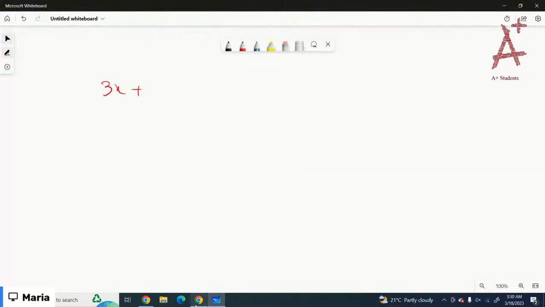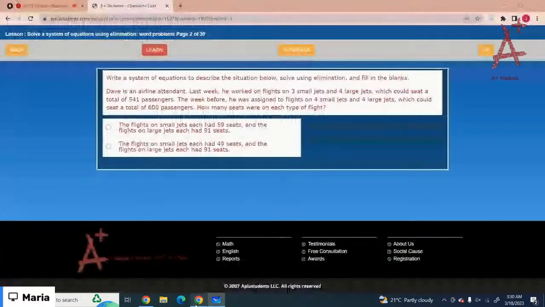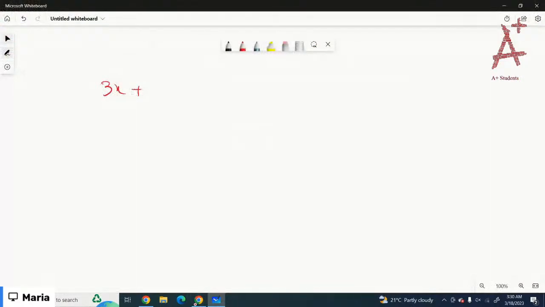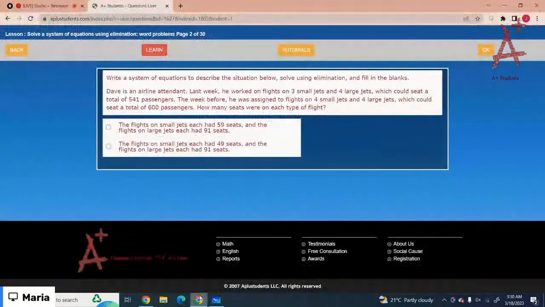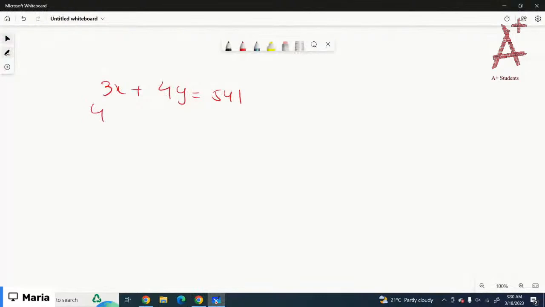3x plus 4y equals 541. And the second equation is 4x plus 4y equals 600. So we have to subtract both the equations. Got it? Because we need to remove that 4y. So 4y is removed.